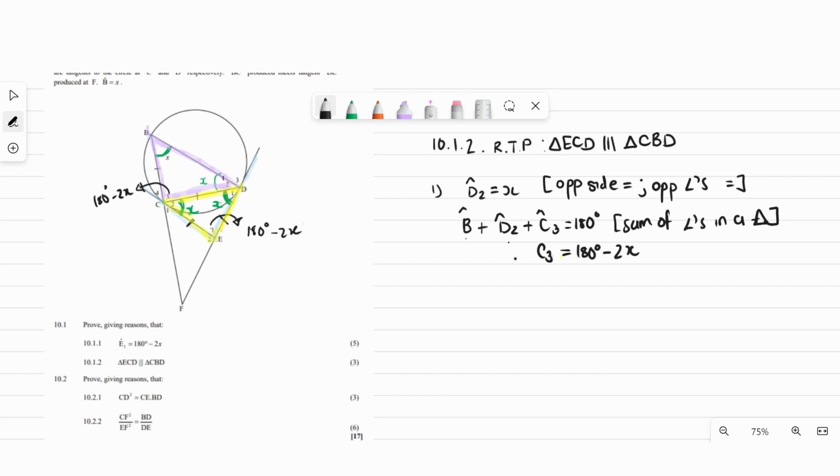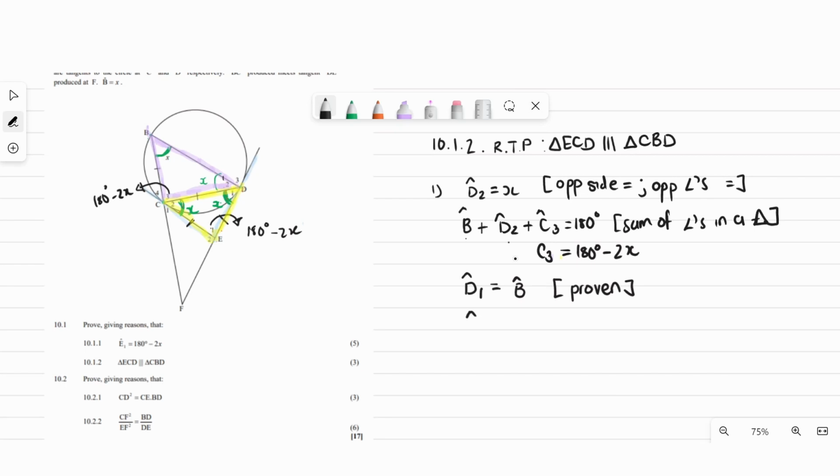So it's going to be minus 2x. So we have proven the fact that C3 is going to be 180 minus 2x. Now let's connect everything. What do we know? We know the fact that angle D1 is equal to angle B, and you can say proven because we already talked about it in the first question. This is proven, right? Then what can we say?